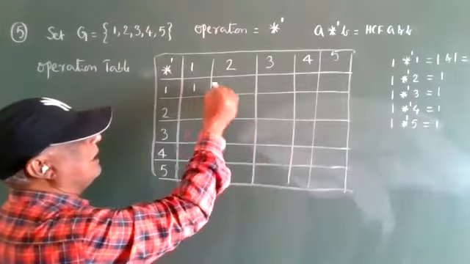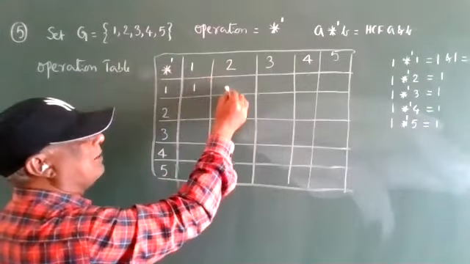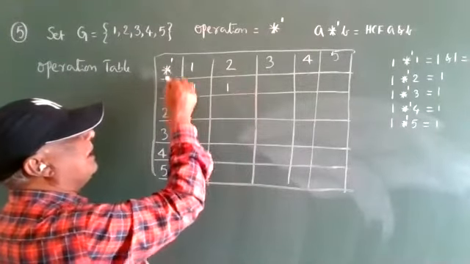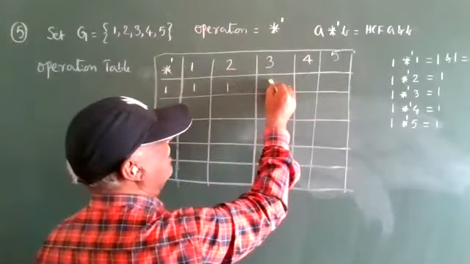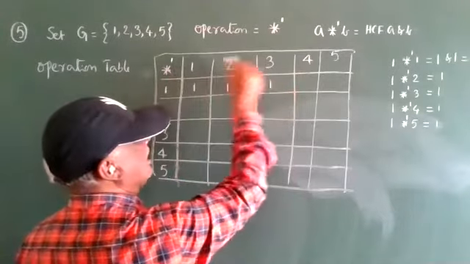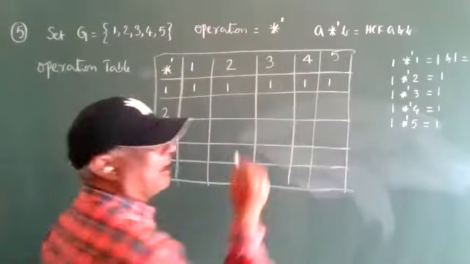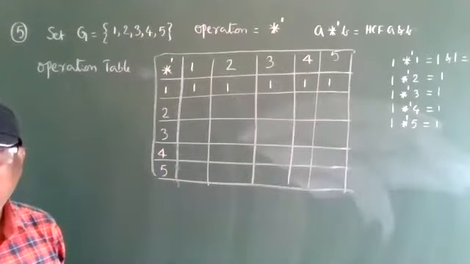Now write down: 1 star 1, the common factor is 1. 1 star 2, the common factor is 1. 1 star 3, the common factor is 1. 1 star 4, the common factor is 1. 1 star 5, the common factor is 1. Okay? Right.